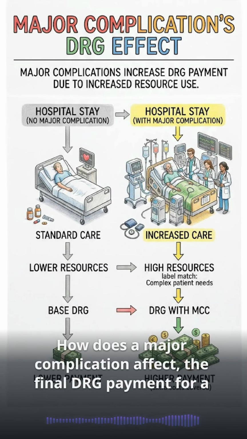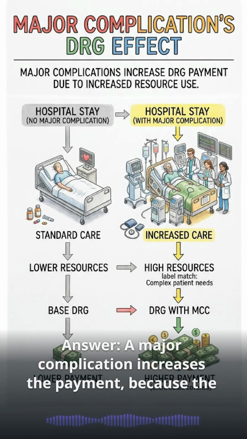40. How does a major complication affect the final DRG payment for a hospital stay? A major complication increases the payment because the hospital must provide much more care.